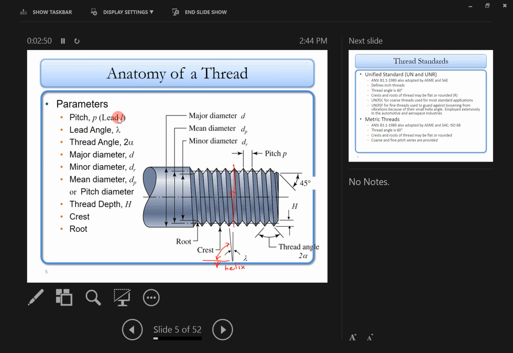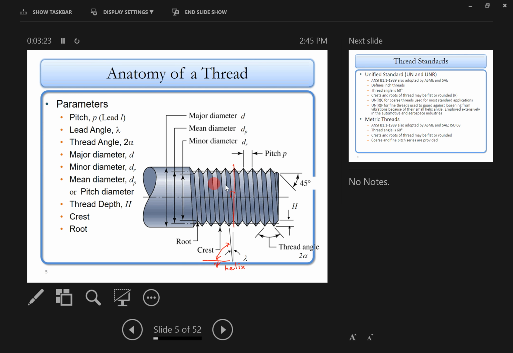There's another term called the lead. The lead is not exactly the same as the pitch, and it really depends on the type of thread. You can have a single thread, a double thread, or even a triple thread. For a single thread, the lead is the same as the pitch. If it's a double thread, then the lead is 2 times P. If it's a triple, then 3 times P.